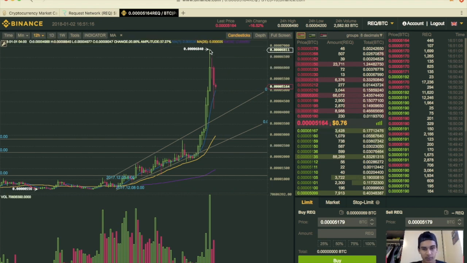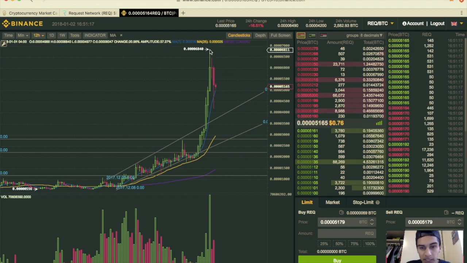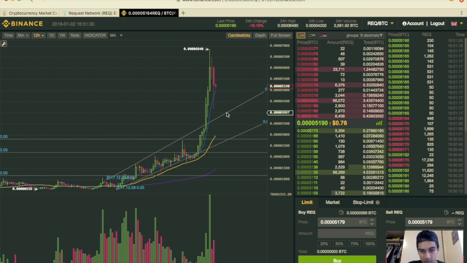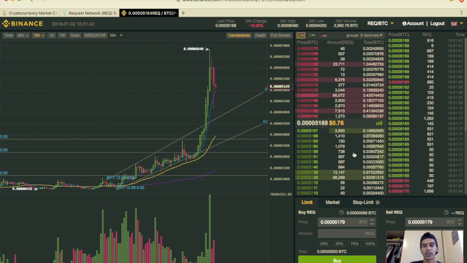So Request did make an all-time high of about 6,811 Satoshis. It looks like since then we've been coming towards the downside here. What I'm expecting from Request is a drop all the way down to possibly almost 4,000. If we don't hold here at 4,000, I believe we will come all the way back down to about 3,100, and then continue towards the upside.